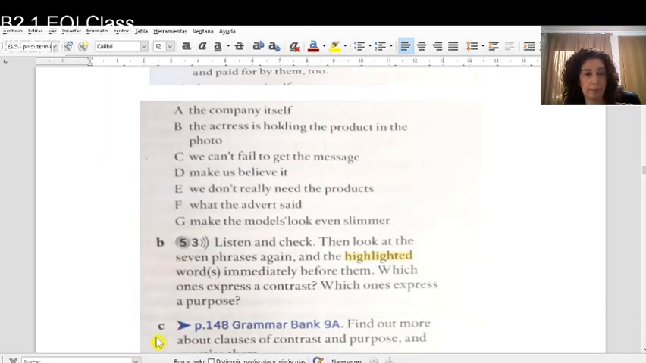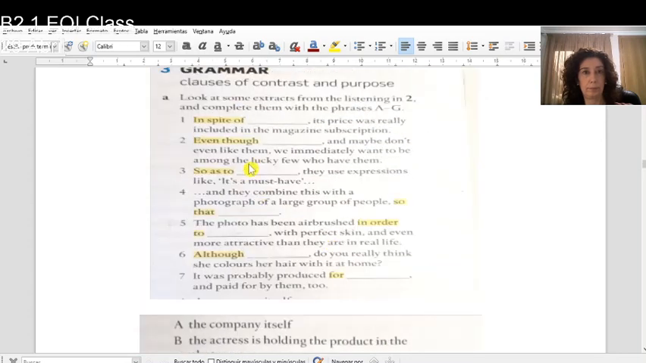5.3. 1. In spite of what the advert said, its price was really included in the magazine subscription. 2. Even though we don't really need the products, and maybe don't even like them, we immediately want to be among the lucky few who have them. 3. So as to make us believe it, they use expressions like, it's a must-have. 4. And they combine this with a photograph of a large group of people so that we can't fail to get the message.